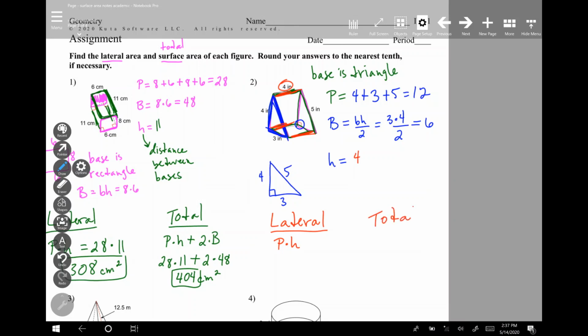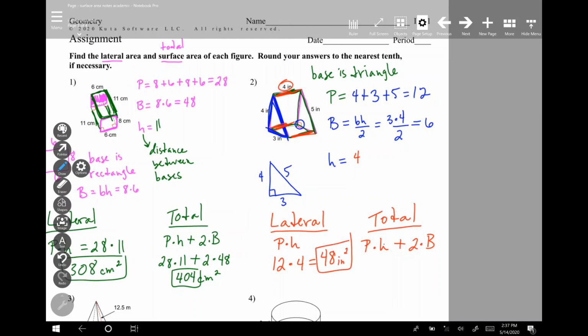And then total, it's the perimeter of the base times the height of the prism plus 2 times the area of the base. So P is 12. The height of the prism is 4. So 12 times 4 is 48. And be inches squared.